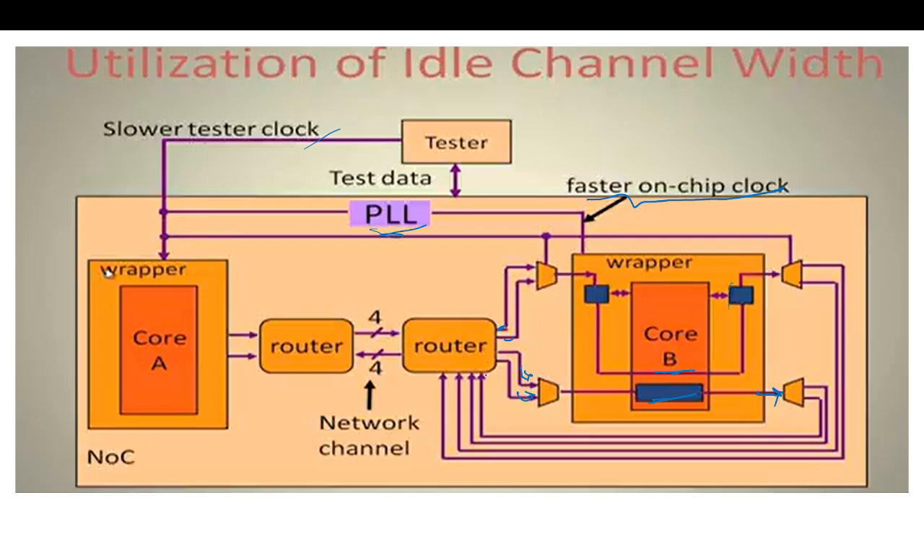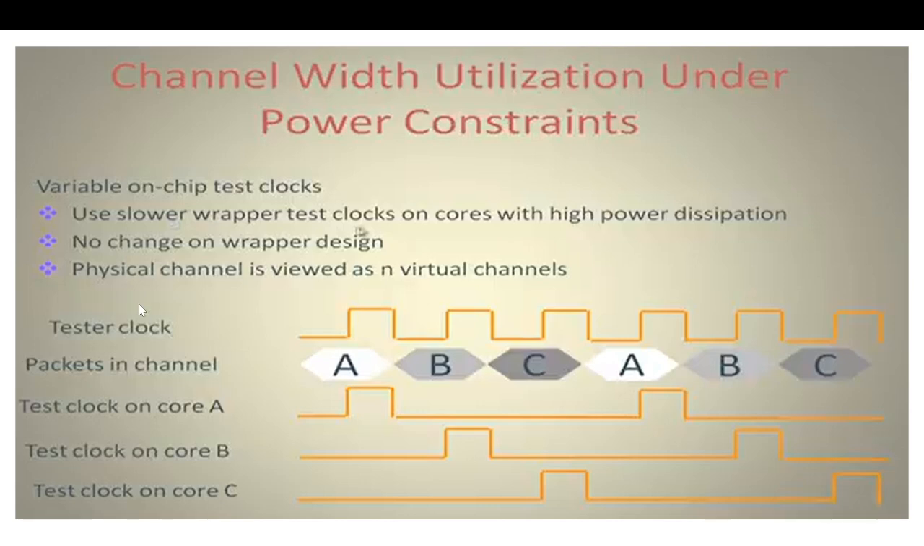Again, every core is wrapped with the wrapper cell, and this is for the network on chip. So we have the router, interconnects, and the core. Channel width utilization under power constraints: variable on-chip test clocks use slower wrapper test clocks on cores with high power dissipation. So we will use the slower clock for the high power dissipation, and no change on the wrapper design.